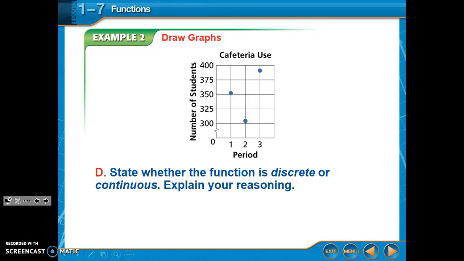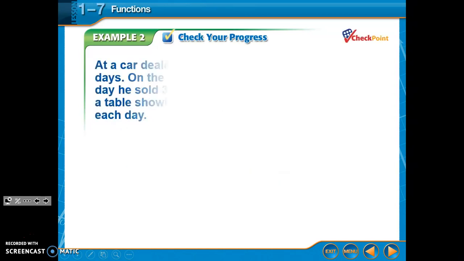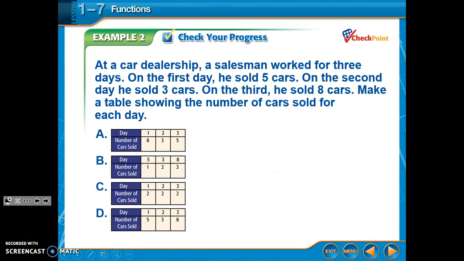All right, part D, it says state whether the function is discrete or continuous. So now because we have dots and these are not connected, this is called discrete. If I had graphed something and had gotten like a line, that would be continuous. So discrete, not connected; continuous, smooth, connected line. Okay, so in this case, this is discrete, because they are dots. It's a scatter plot, basically. Okay, so you guys do this one.